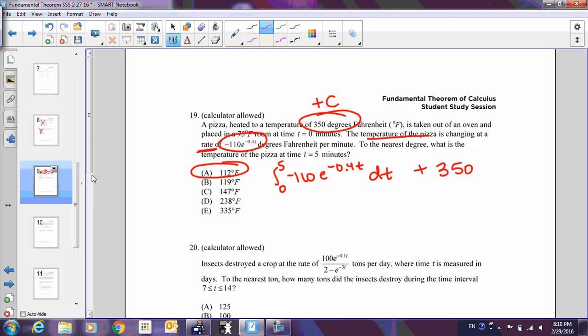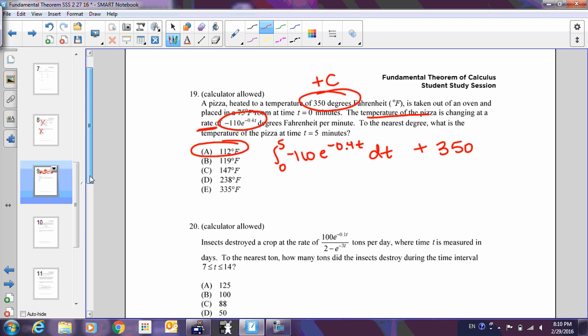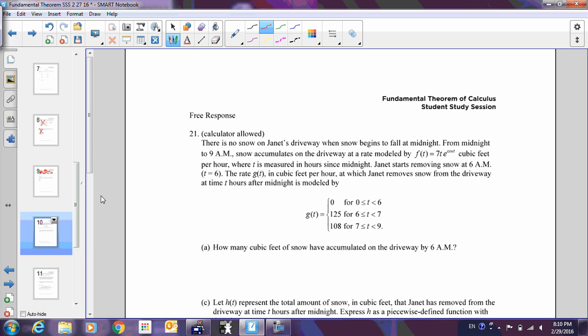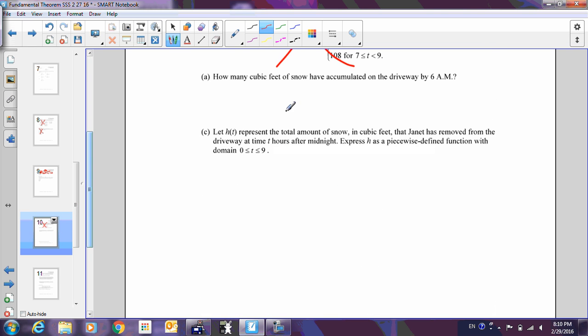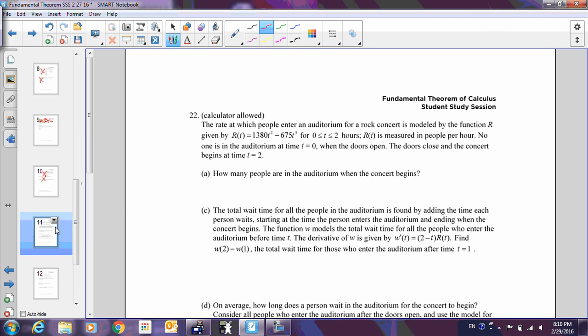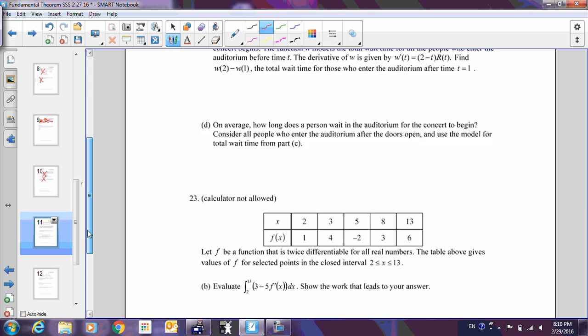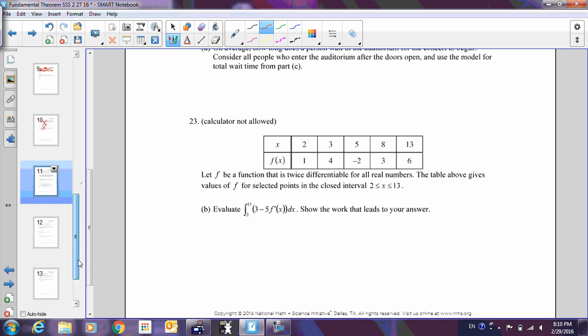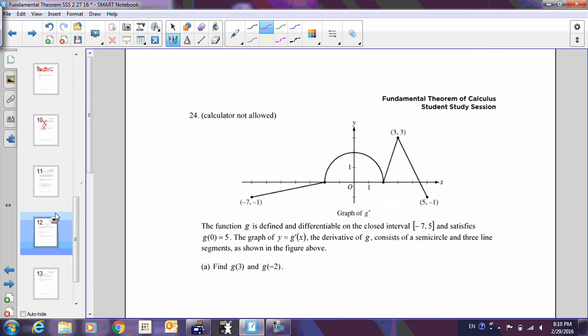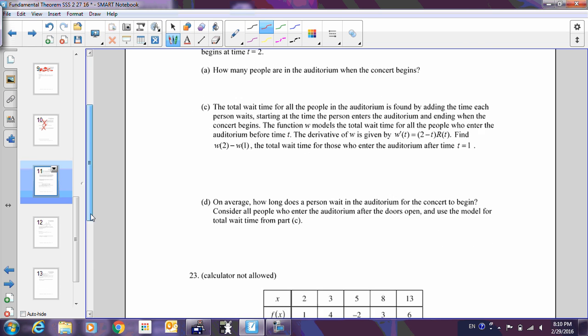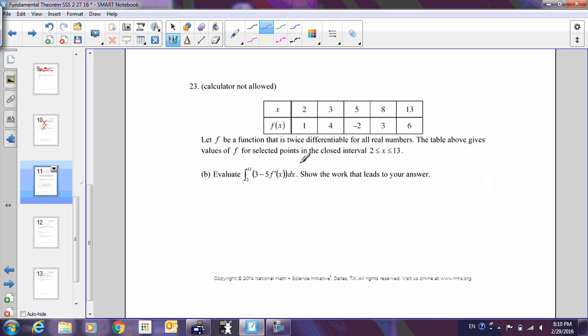So that was 19. You're going to do 20 on your own. Turn the page and actually let you skip 21. That's a pretty long problem. We're going to do something like that when we get to AP review. 22 and 23, pretty good problems. We've done some like that, so I should try those. Sorry, 23 we're going to do together though. This will be the last one we do together in this video.